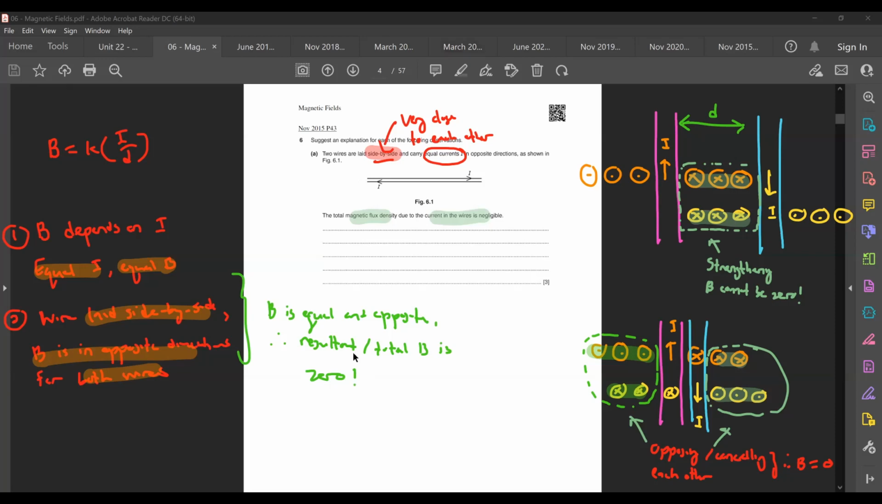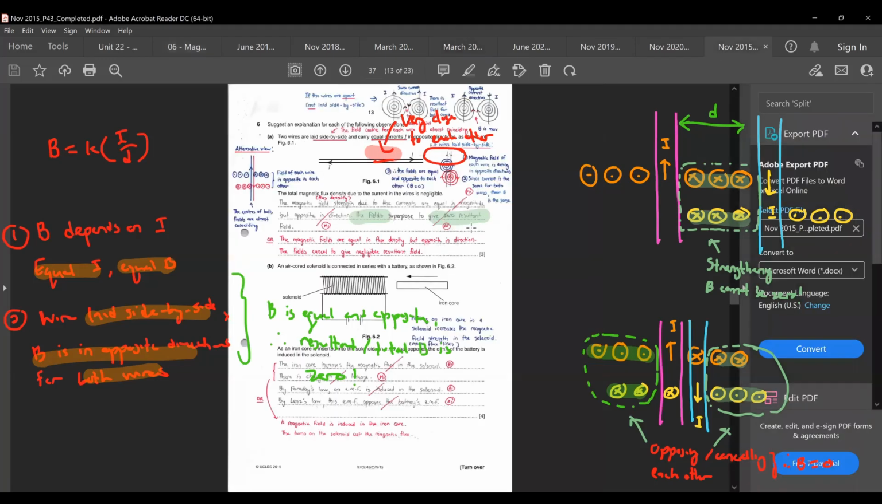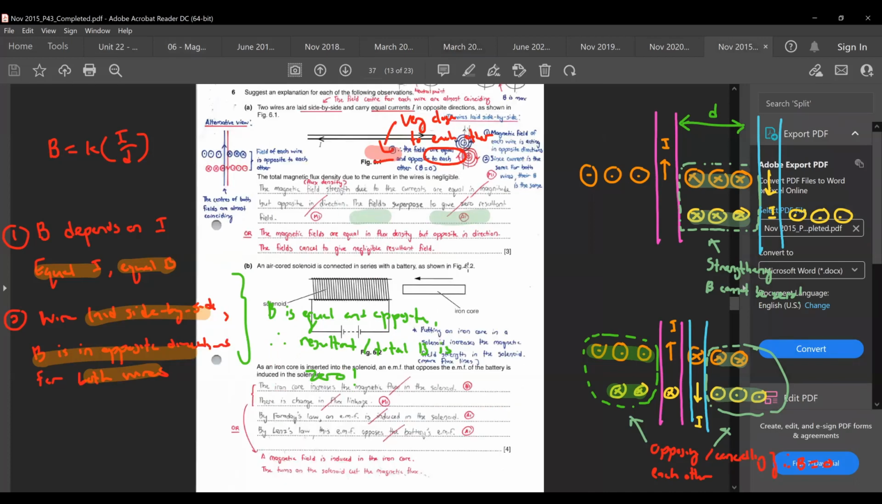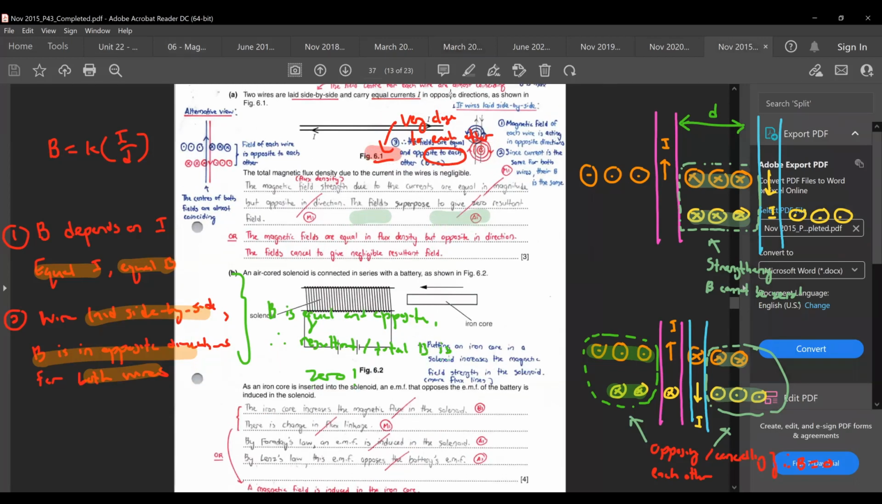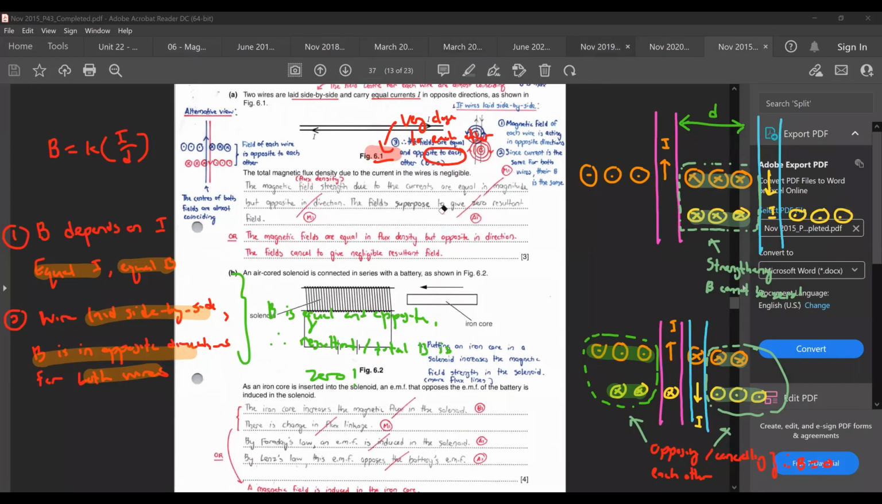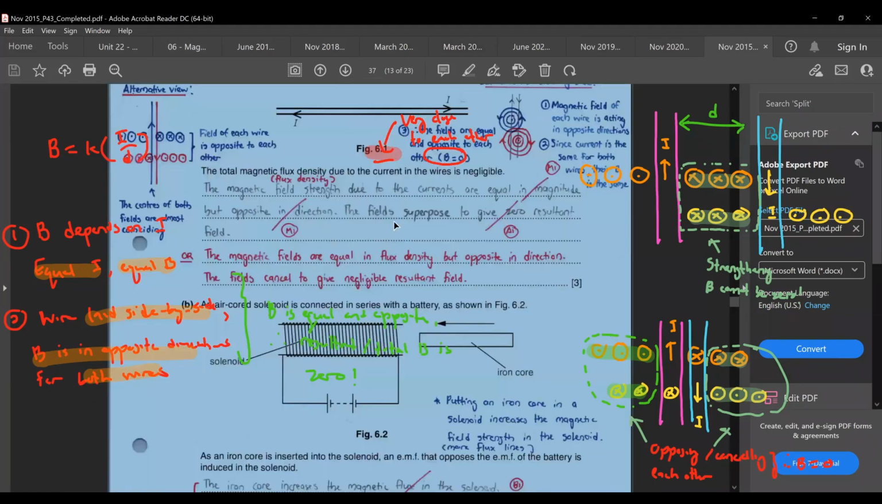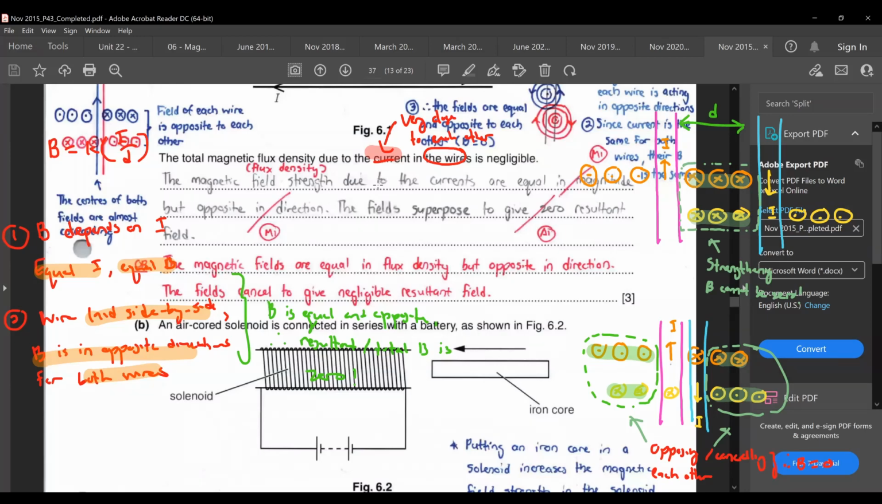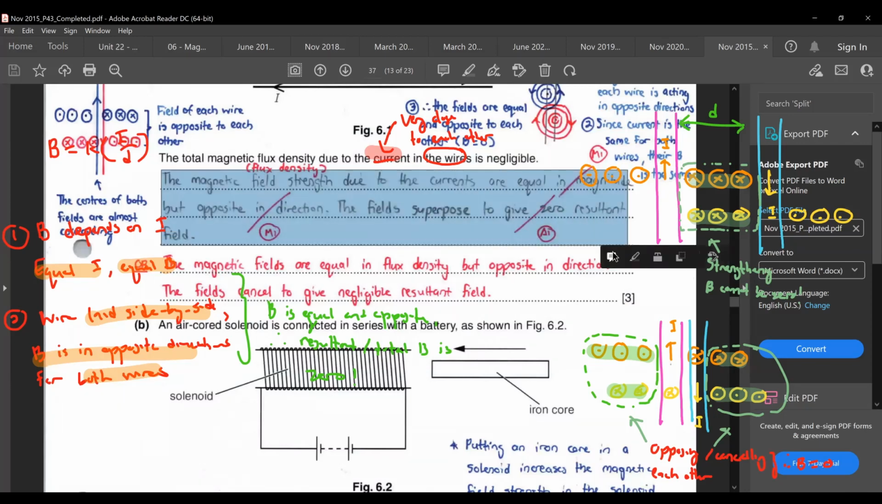So I'll show you the answer. It only makes sense after I explain this. The answer was this one here. The ones that is written in pencil here. Okay, let me just highlight it. They tell you that the magnetic field strength or magnetic flux density due to the currents are equal in magnitude in opposite directions. The fields will superpose to give you 0 resultant field. That's it. Okay, this was the answer that they gave.